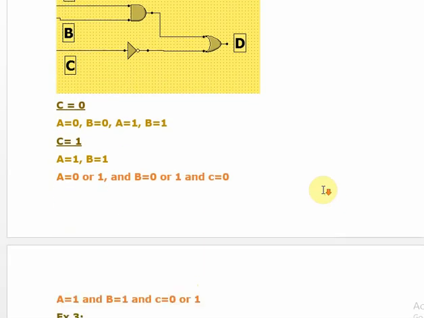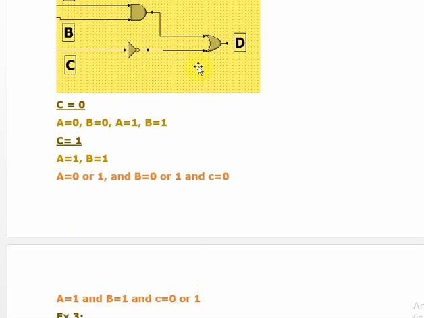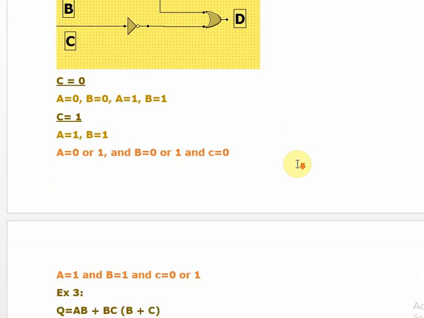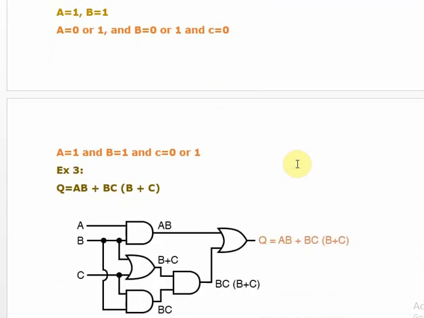The next condition, AB must be 1. Then only you will be getting 1 here. So then we don't care about the C. C can be 0 or 1. Right? Now it's very clear. Therefore, logic gate design is very simple. We need to clearly understand and need to follow the order properly.